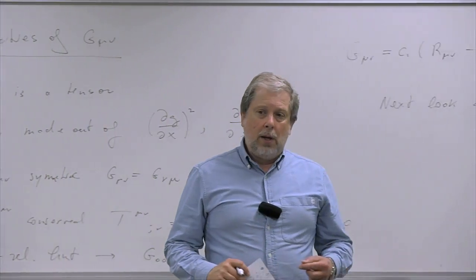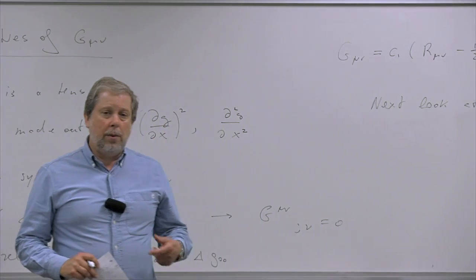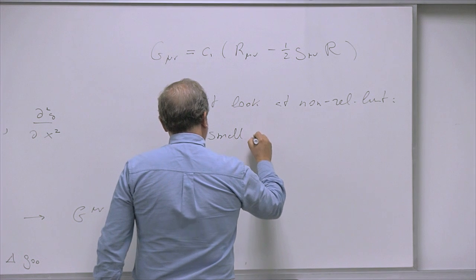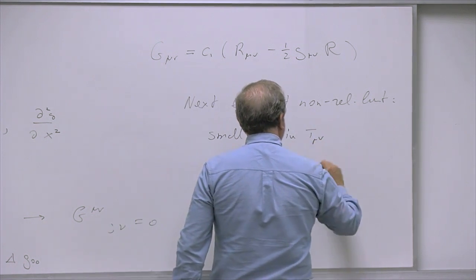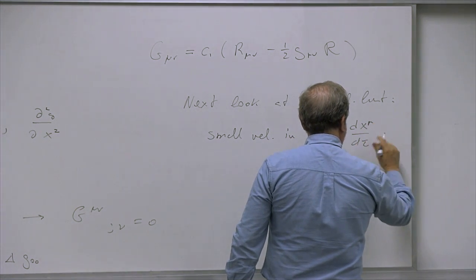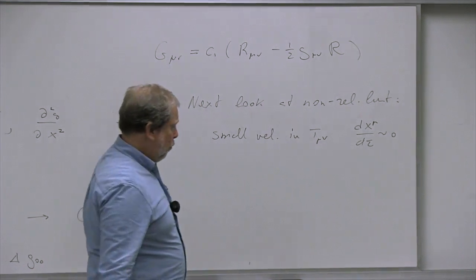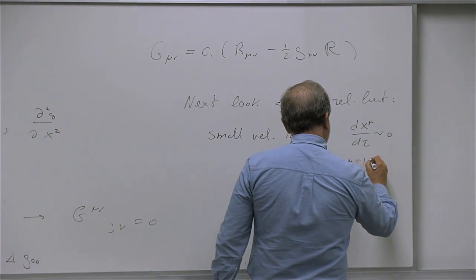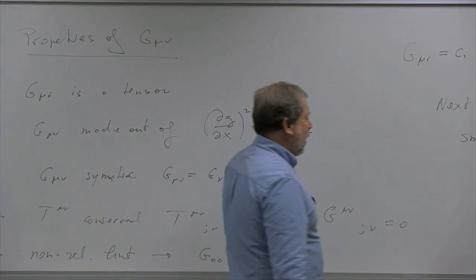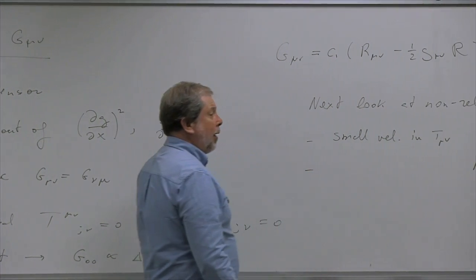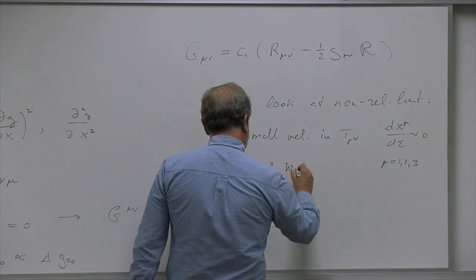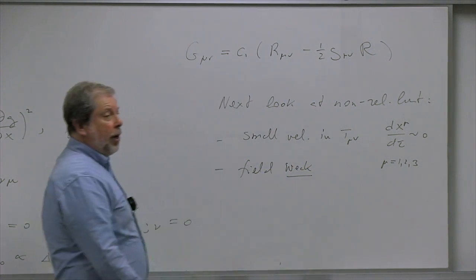The first one is that whatever particles are included in the T mu nu, they move slowly, right? So that means small velocities in the T mu nu. So that means that dx mu by d tau is small, right, for mu equal to 1, 2, and 3, for the spatial indices, right? And so that's one thing. And the other thing is that we require the field to be weak.